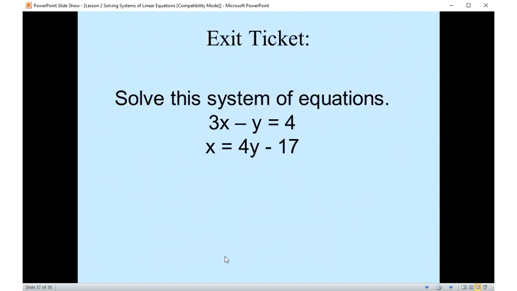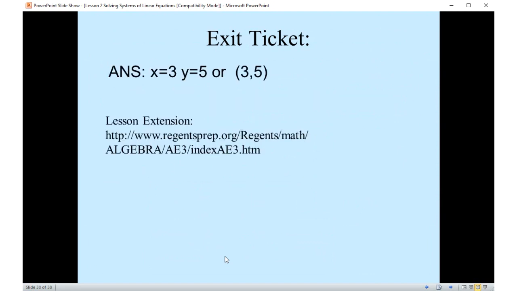Here's our exit ticket. I would like you to pause the video and try this one. And then check your answer. The answer is 3, 5, or (3, 5).